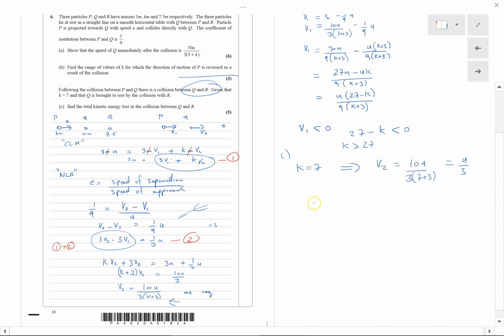So we can do another diagram. This is going with speed u over 3. Now this is our particle Q. R, remember, hasn't been touched yet because this is a second collision. We now know the mass of Q because it's 7m, and we were given the mass of R in the first place, which is 7.5 m. Now, I think there's some other information we're given here, and that Q is brought to rest. So that means our after situation is going to be 0. And let's call this V3.